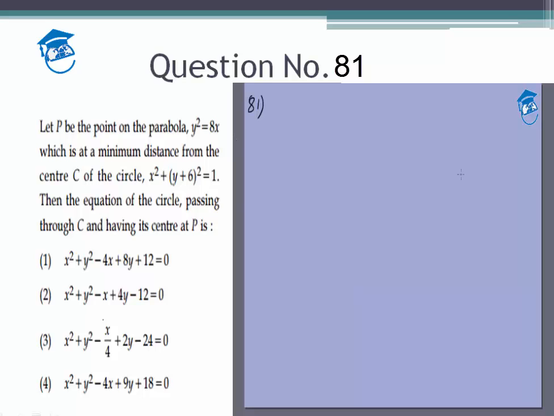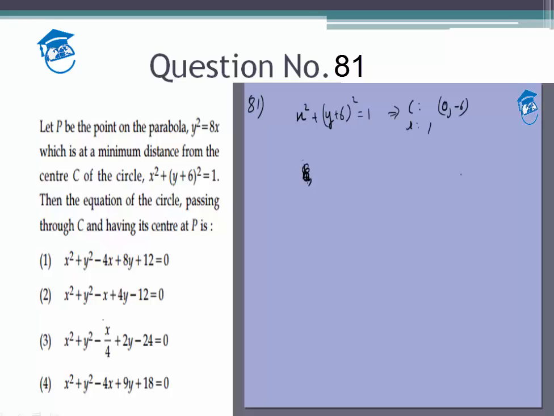We are given that P is a point on the parabola which is at a minimum distance from the center C of the circle x squared plus (y plus 6) whole squared is equal to 1. The center of this circle is (0, minus 6) and the radius of this circle is 1. So let's take the point on the parabola to be h, now y squared is equal to 8h, so y is equal to root 8h.